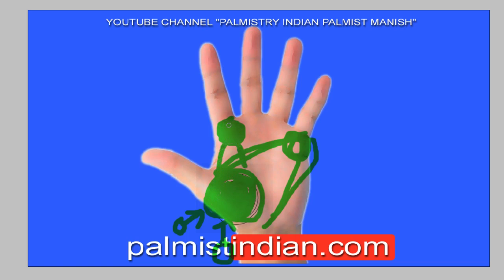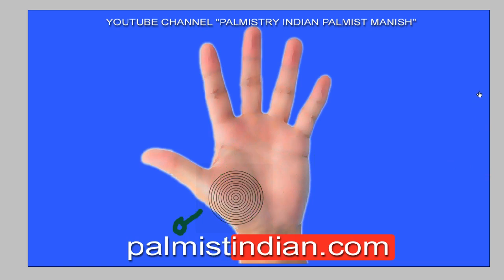So I've explained to you this particular aspect of the area of influence of mounts on our hands, and how it affects us, and how we are known by whatever mount is prominent in one's hand.